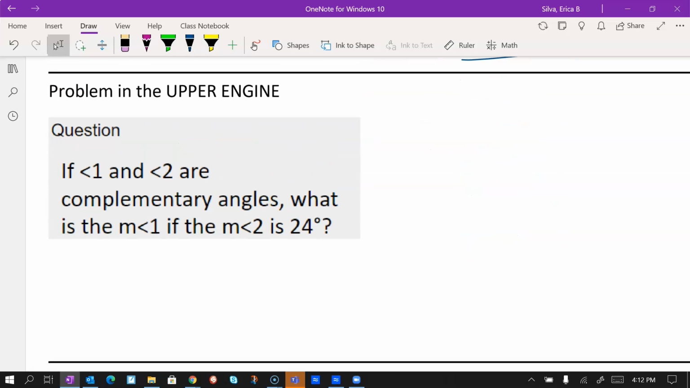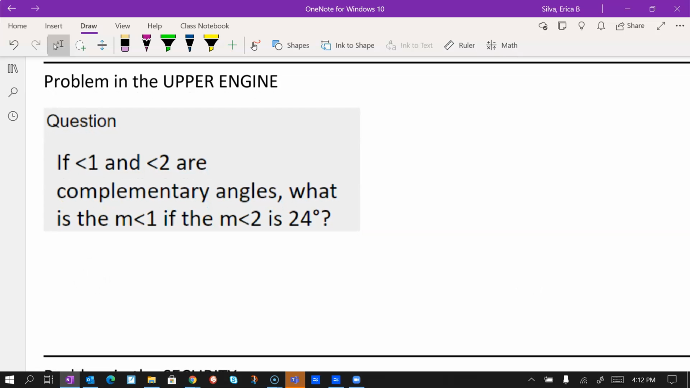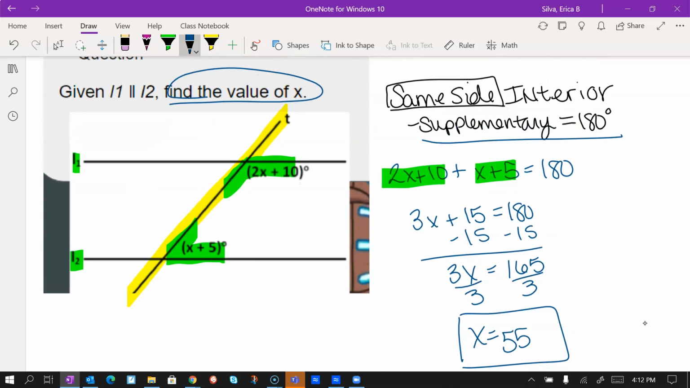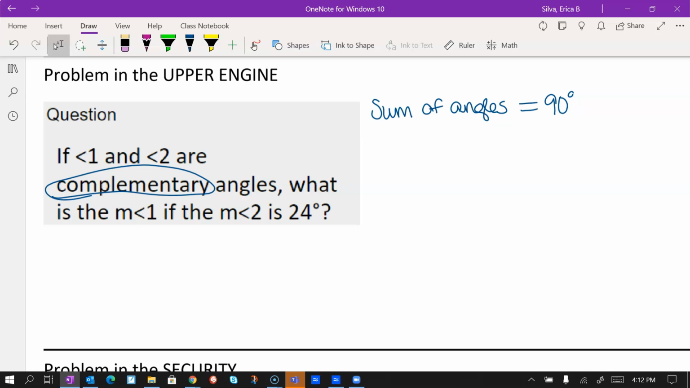All right, the last problem for this video is going to be the upper engine. It's asking, if angle 1 and angle 2 are complementary, what is the measure of angle 1 if angle 2 is 24 degrees? So complementary means that the sum of the angles is equal to 90 degrees. So remember, supplementary is when the sum is equal to 180. When we have complementary, the sum of the angles is 90.